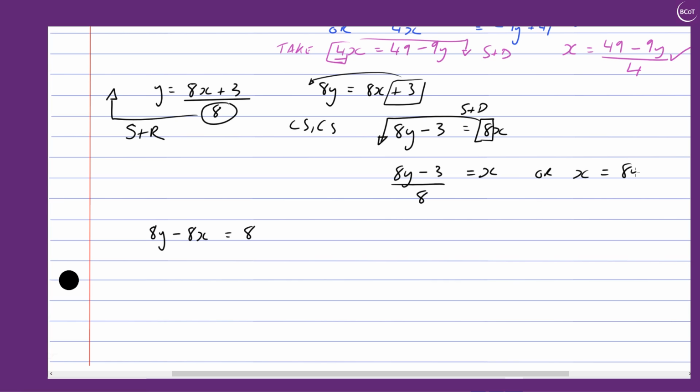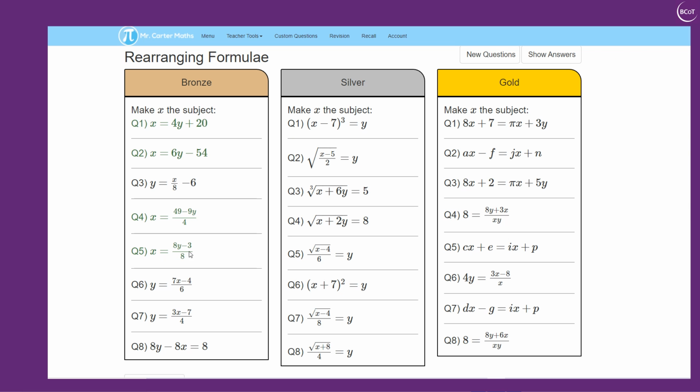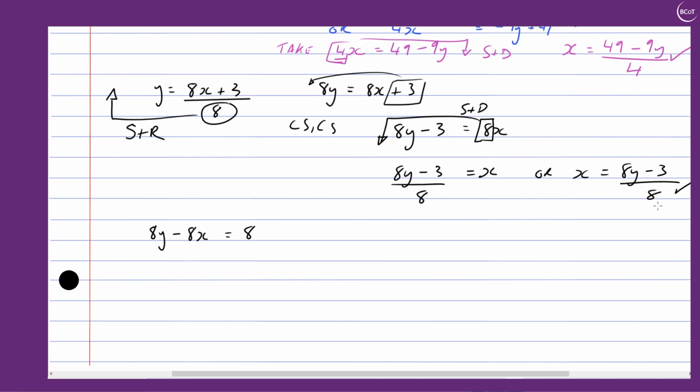Or you could put x on the left hand side. That's right too. Check our answer, we got it right.